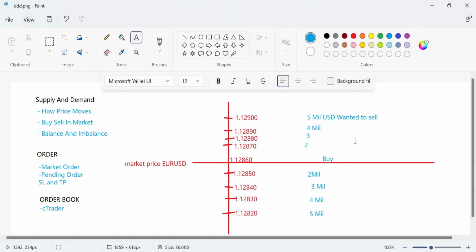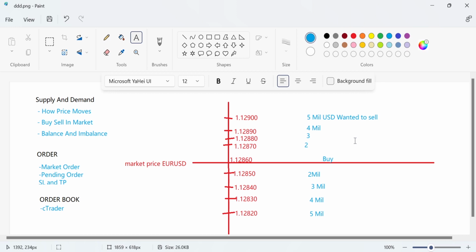Right here we have an example of a chart. We got lots of people buy and sell here. Some buy USD, some sell USD. So if I wanted to buy now, we have two types of order. One is pending order and instant order. Because we buy, the market will find the people who want to sell.